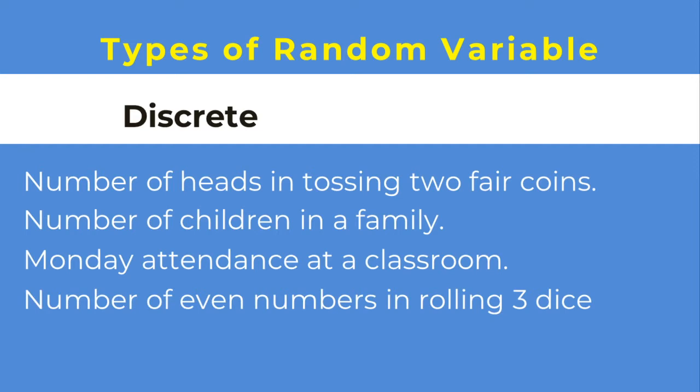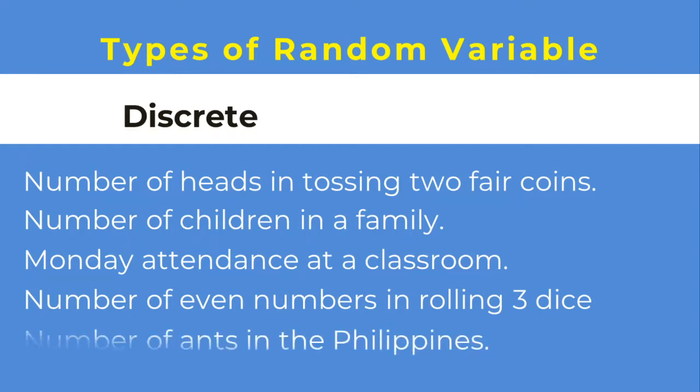Next is number of even numbers involving 3 dice. So, pwede lang dyan tatlong even numbers kasi tatlong dice. Ang minimum niya syempre 0. Next is number of ants in the Philippines. So dito sa number of ants in the Philippines, para siyang infinite, pero as long as kaya natin siyang ma-count, which is also using whole numbers, discrete random variable pa rin siya.